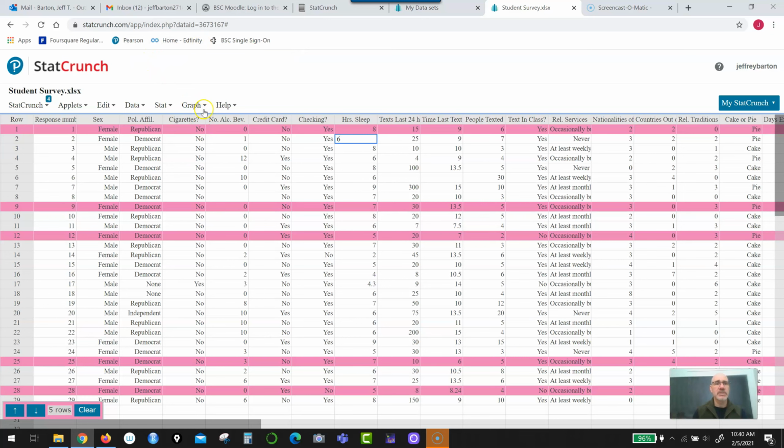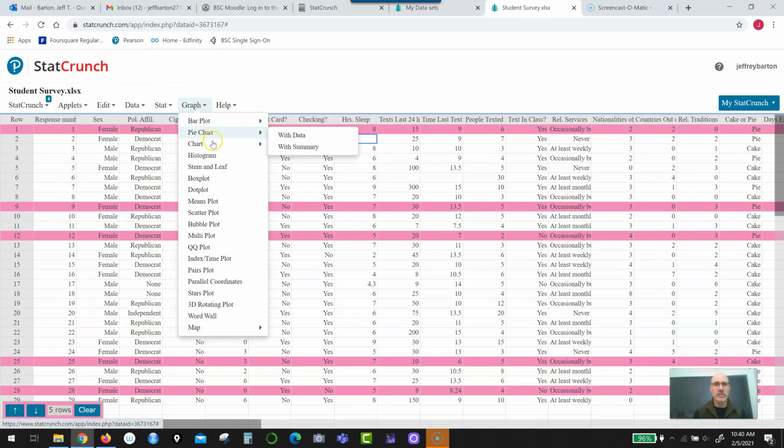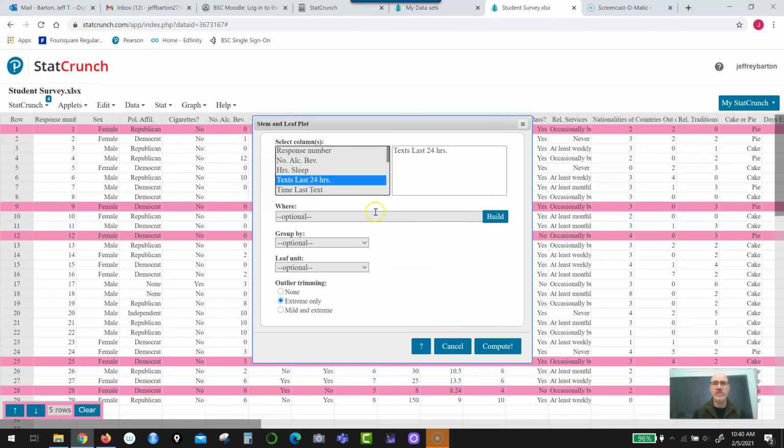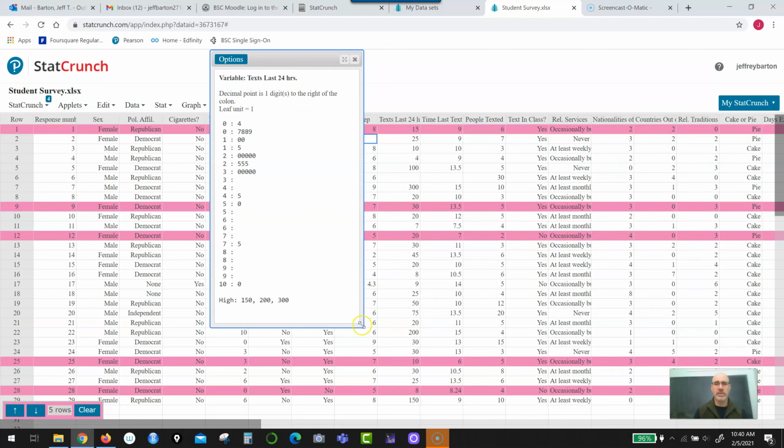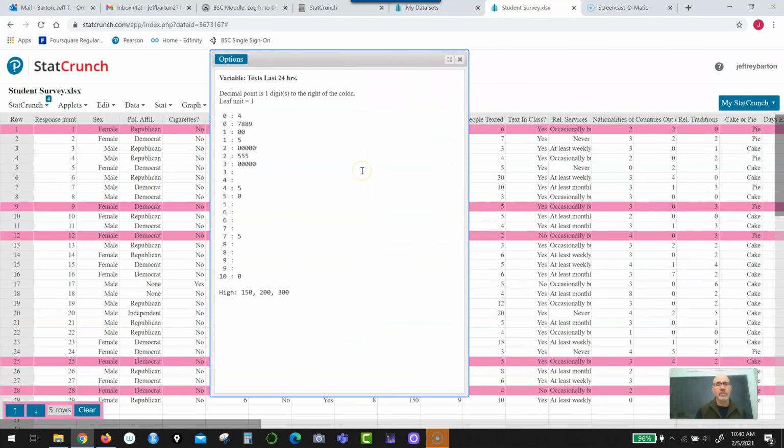What about a stem and leaf plot? So let's go to the stem and leaf, and let's maybe look at texts this time. So texts in the last 24 hours. So let me center this, blow it up a little. All right, so each of the stems appear on the left. That's the beginning of the numbers. And the leaves up here on the right, that's the end of the numbers, and it will automatically kind of decide for you how to do the splitting.